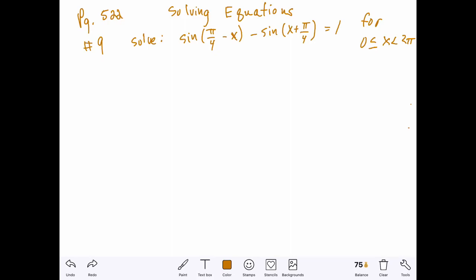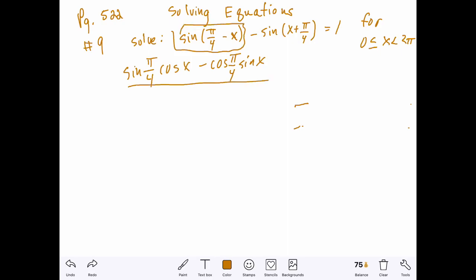Okay, so first let's use our difference formula here. Sine of A minus B is sine A cosine B minus cosine A sine B. So essentially this here, I use the sum and difference formula to make that, okay? Minus, I'm going to put it in parentheses so I'm careful to distribute there the negative.